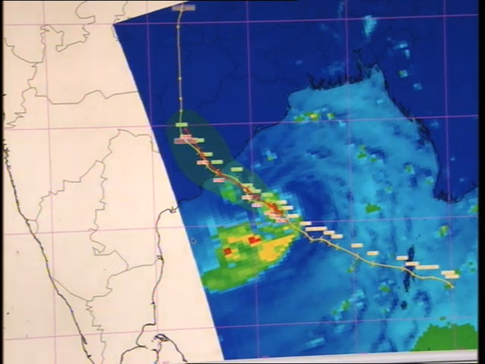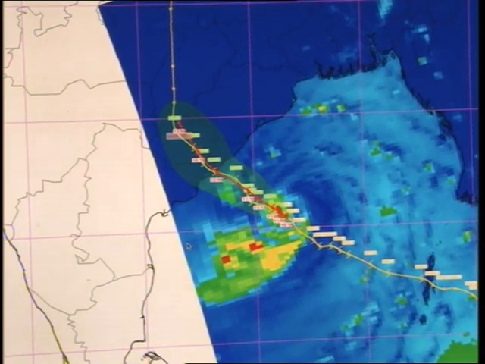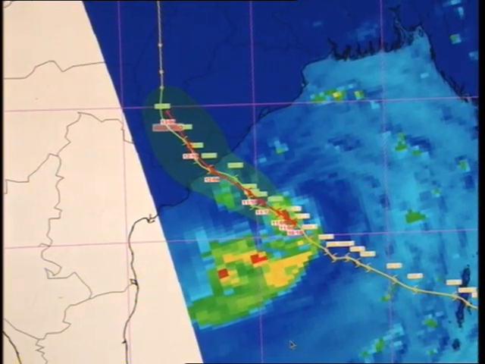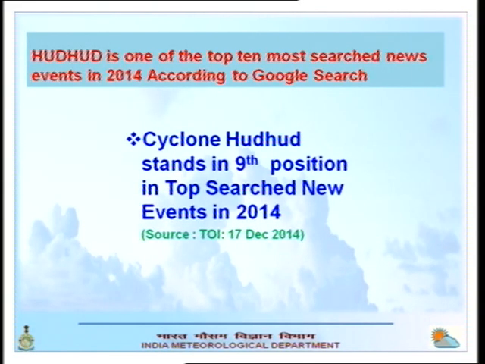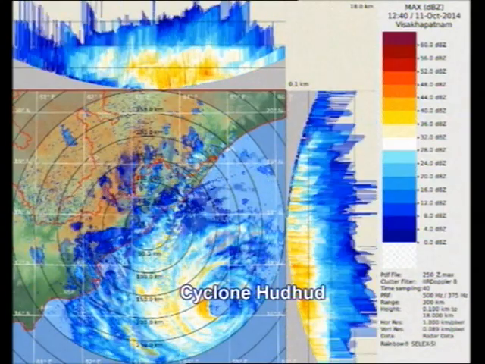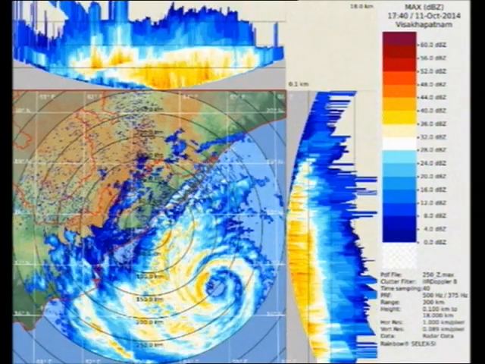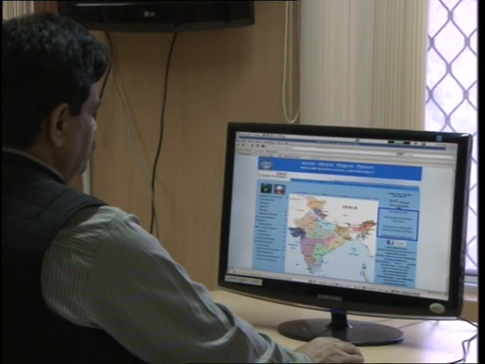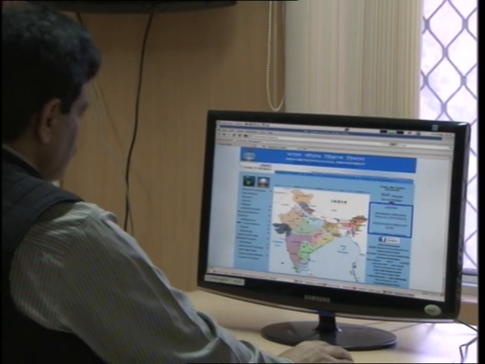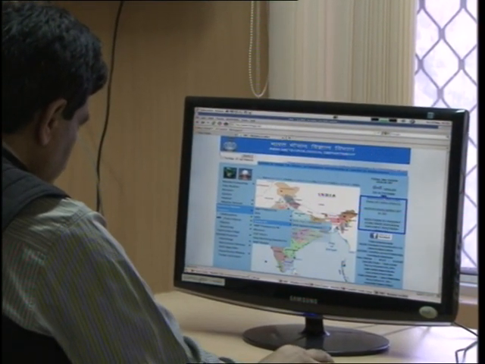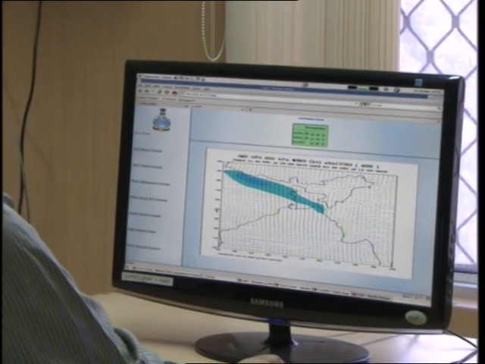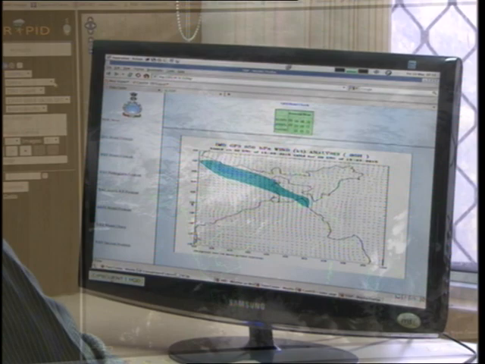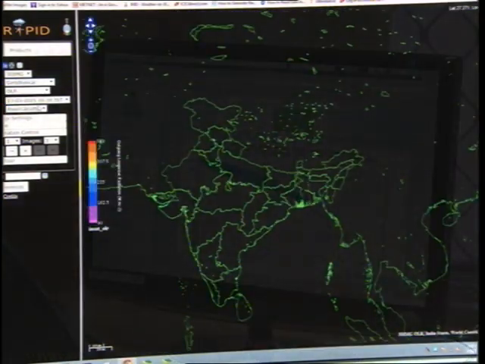There is a general awareness in the public at large now to consume this kind of weather information, both in terms of observations and forecast. Last year, cyclone Hudhud stood in the 9th position of top searched news events, and most of it is attributed to having access to the weather forecast. And on our website, every month about 7 lakh visitors take weather from the IMD website, though there are multiple sources. And this year a survey was conducted as to what are the top dozen activities in science and technology, and weather forecast and consumption of weather information is at the top of that.